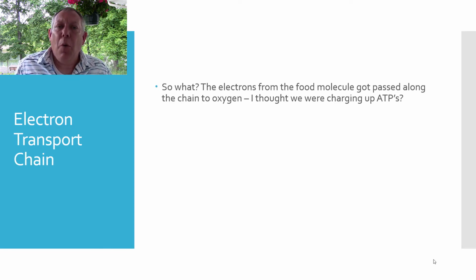So remember that the whole point of all of this is to take energy from your food and charge up some ATPs. But we netted 2 ATPs in glycolysis. We only got 1 per molecule in the Krebs cycle. We still have not made a lot of ATP, but we're going to.